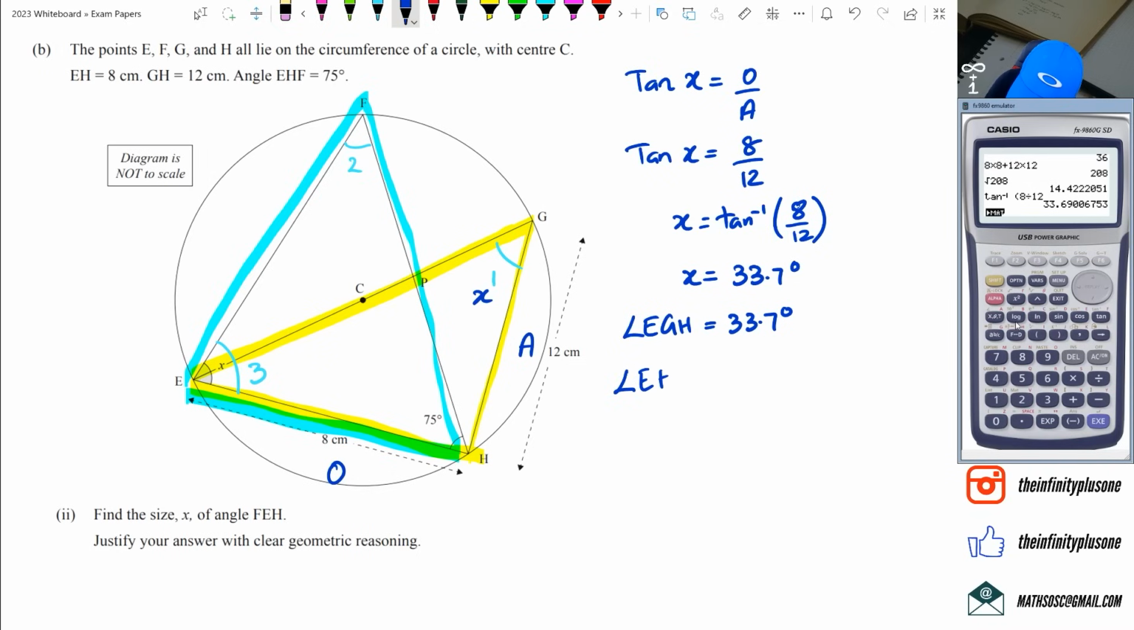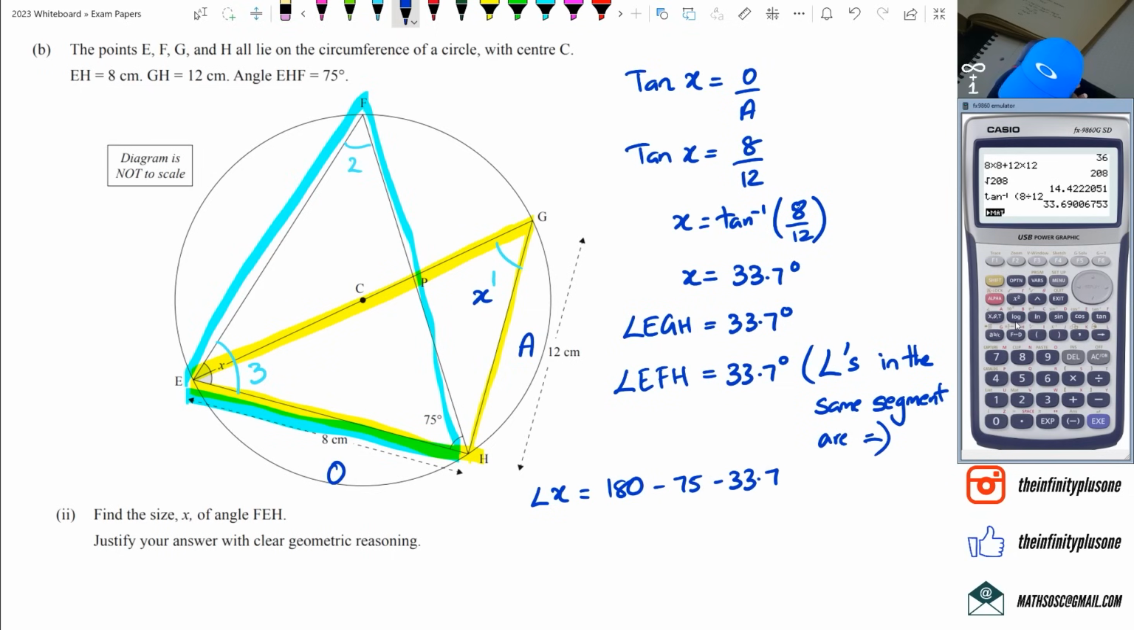Now then I can say that angle EFH equals 33.7 degrees because it is angles in the same arc, segment, whichever one you want to call it. Angles in the same segment are equal. Then I could say that angle X is equal to 180 take away 75 take away 33.7. That's going to give me 71.3 degrees, and that's because angles in a triangle equal 180 degrees.